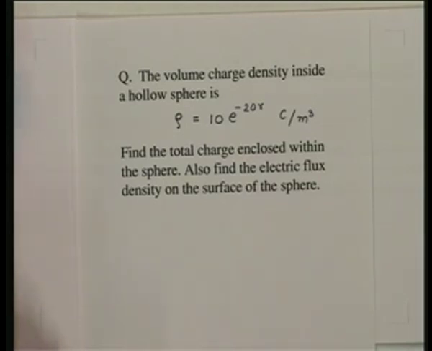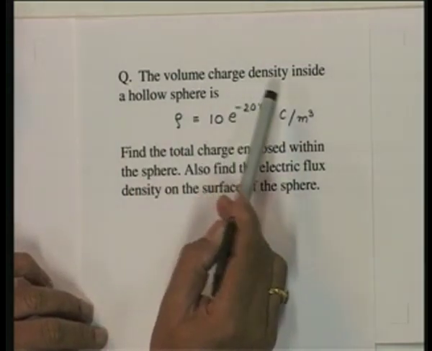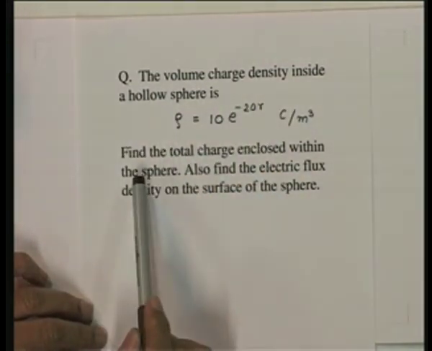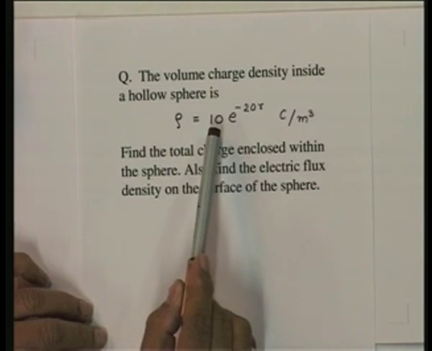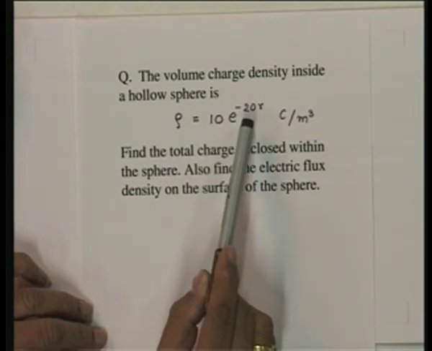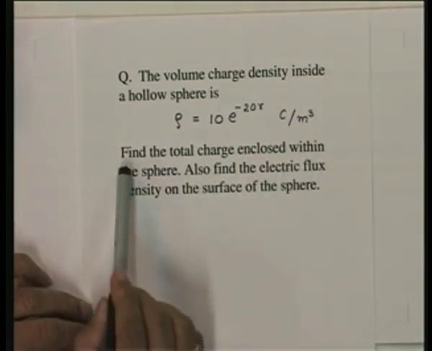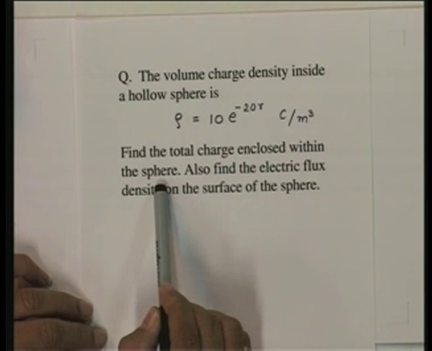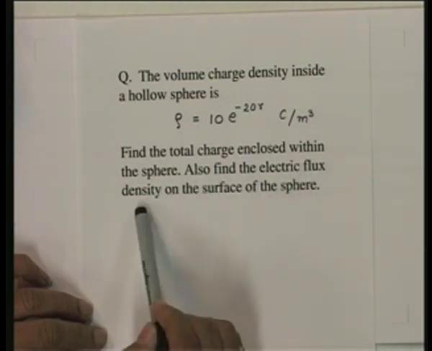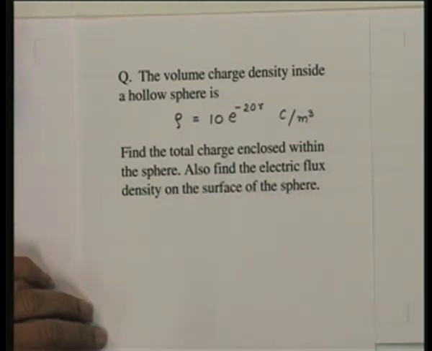Let us now solve some problems based on Maxwell's equations and also on the boundary conditions. Let us consider a very simple problem based on the Gauss law. We see here the volume charge density inside a hollow sphere is given as rho equal to 10 into e to the power minus 20 r coulombs per meter cube. Find the total charge enclosed within the sphere. Also find the electric flux density on the surface of the sphere.